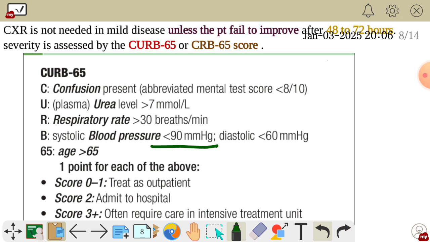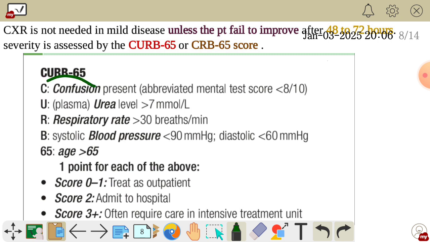So if it is systolic less than 90 and diastolic less than 60, okay, the score will be 1 as well. Then for the age, that is the 65 in CURB-65. If the patient has an age which is greater than 65, then we're going to have a score of 1 as well.